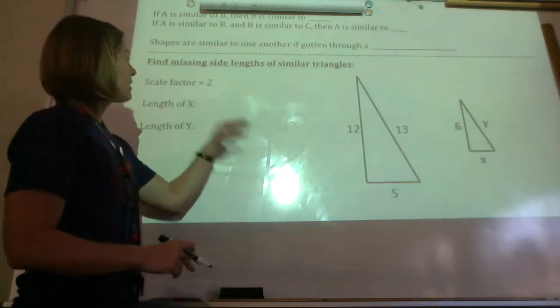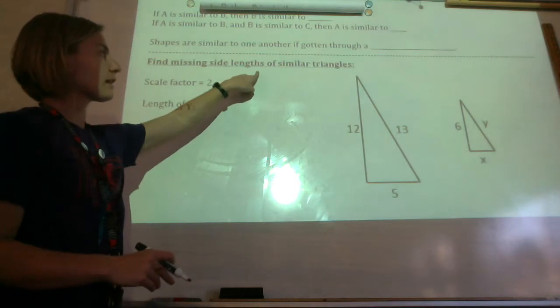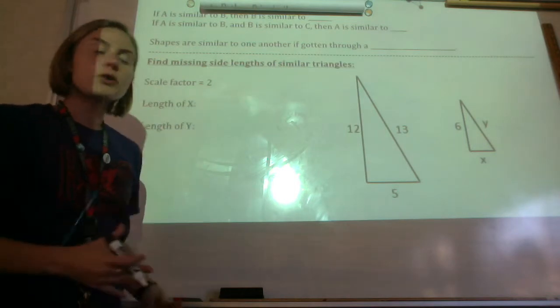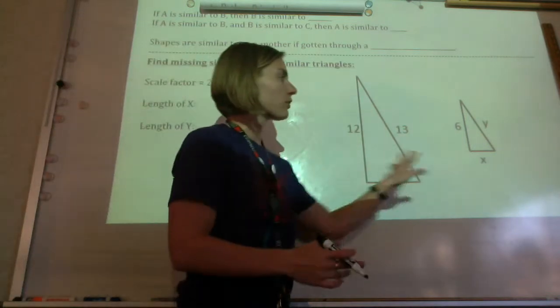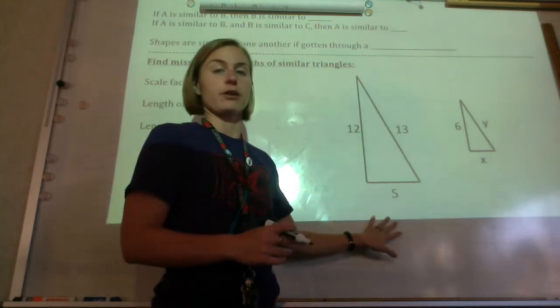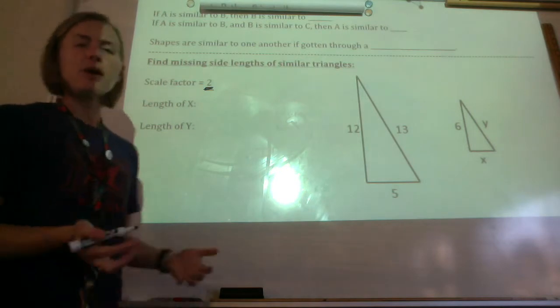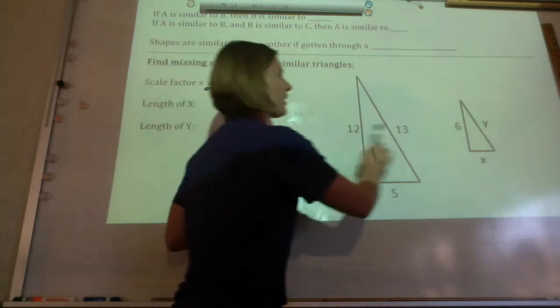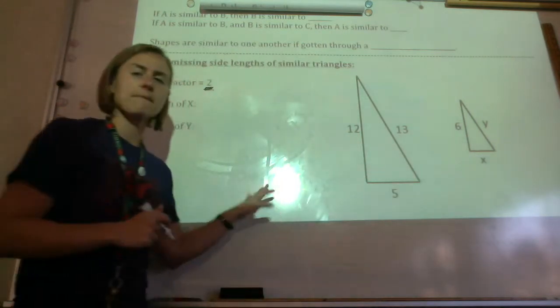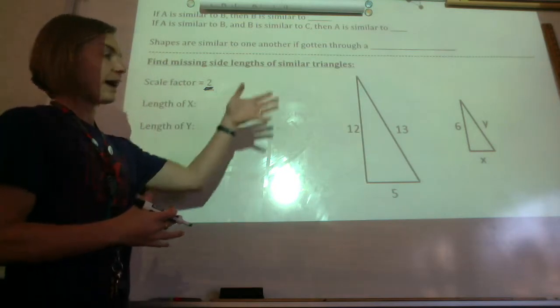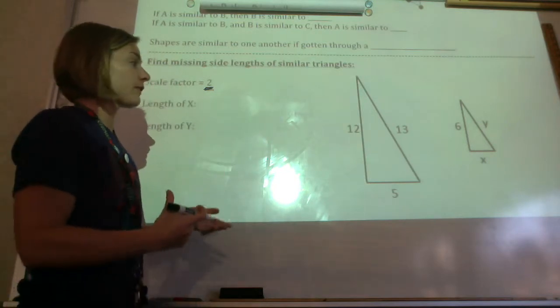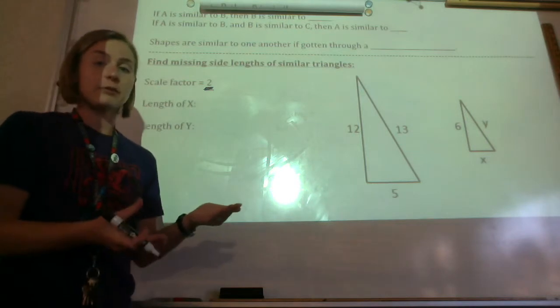All right, now let's take a look at if we're missing a side length of similar triangles. We just know that these triangles are similar to each other, and we're told that the scale factor is 2. We probably could have figured that out looking at 12 and 6. So we need to figure out what x and y are, knowing that our scale factor is 2 and that these are similar triangles.